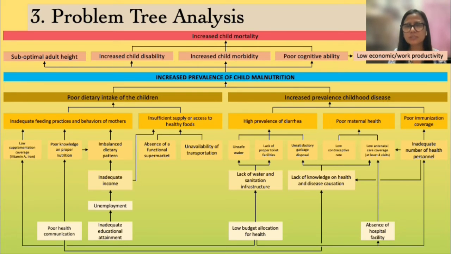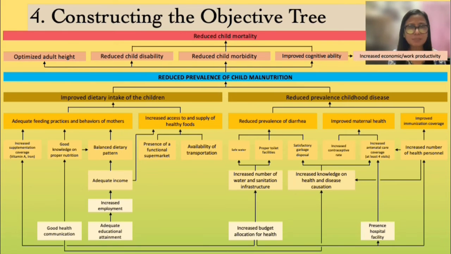So make sure that your arrows go from the cause towards its effect. To test the relationship, you can ask, if I solve the cause, will it solve the effect above it? For example, if I improve the feeding practices and behaviors of mothers, this will lead to better dietary intake of the children. The next step is to construct the objective tree.